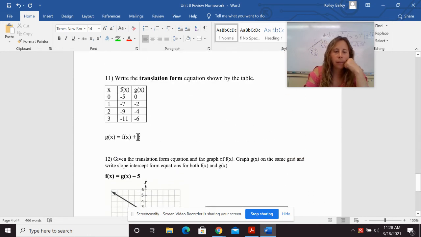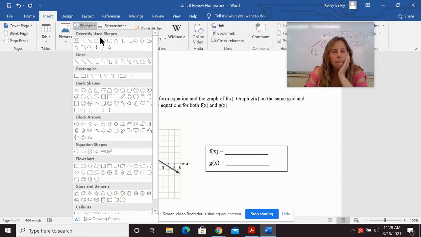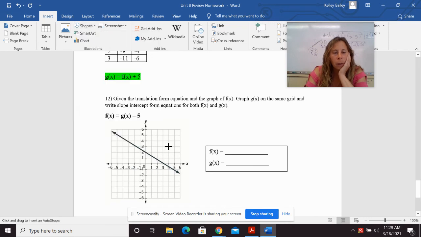Oh, wait, hold on. Let me highlight it. There. And then finally, number 12. Given the translation form equation right here and the graph of f of x, graph g of x on the same grid and write the slope-intercept form equations for both. Okay. So I'm given my graph of f of x.